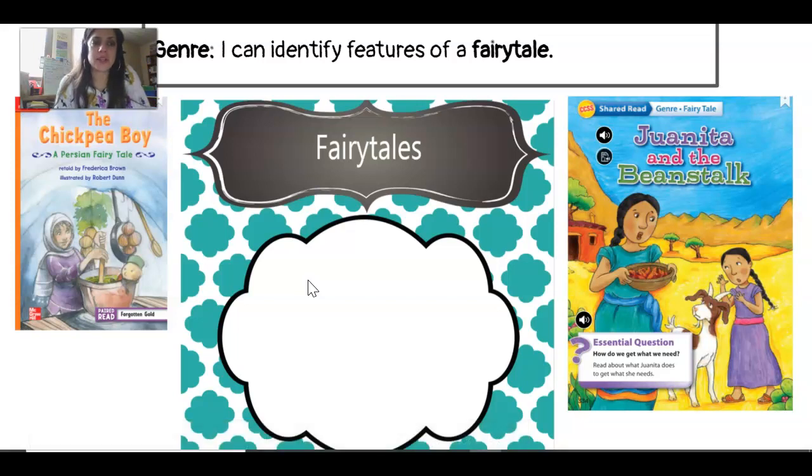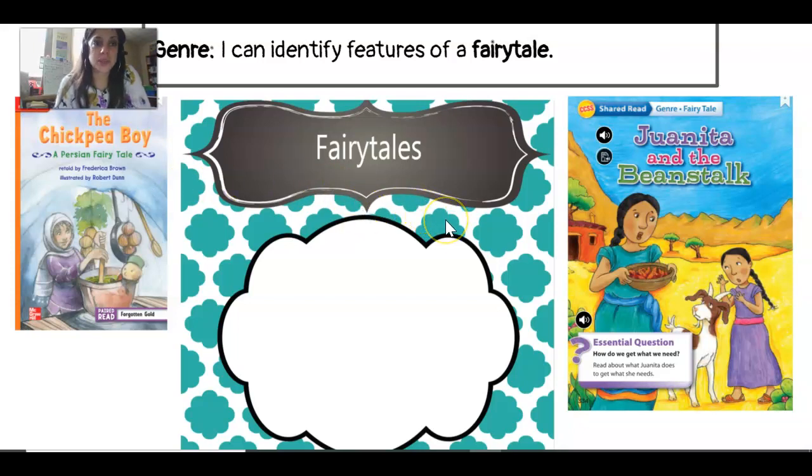This week, you will be reading a fairy tale, Juanita and the Beanstalk, and the Chickpea Boy. So today, we will read together Juanita and the Beanstalk. Then, starting Wednesday, you will independently read the Chickpea Boy.